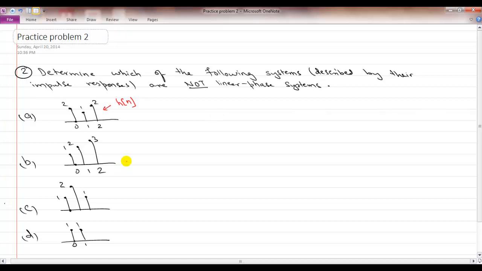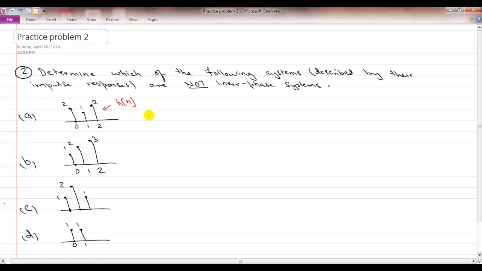Now, the first thing you can tell from these impulse responses is that among the two major classes of systems, FIR, finite impulse response, and IIR, infinite impulse response, these are all FIR systems. And for linear phase FIR systems, we studied 4 types: type 1, type 2, type 3, type 4, and we saw their characteristics. So this is a really simple question if you remember those details.